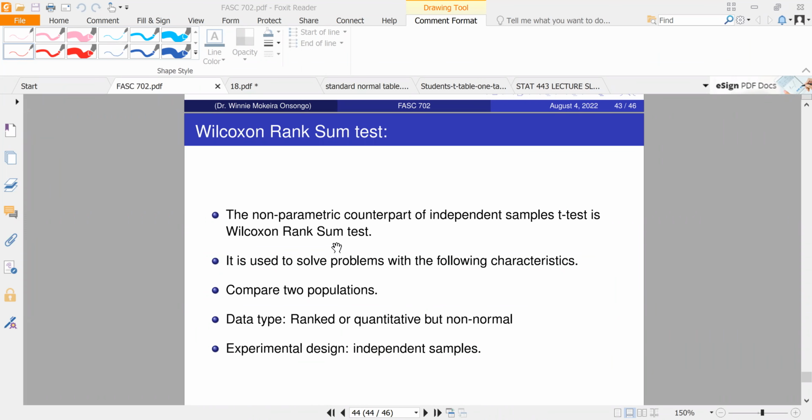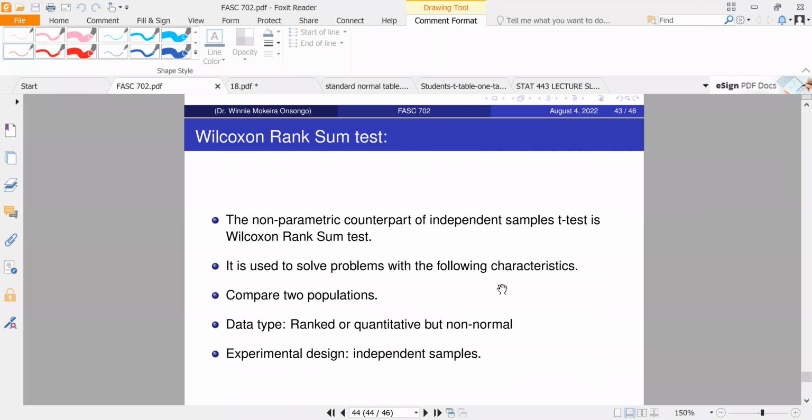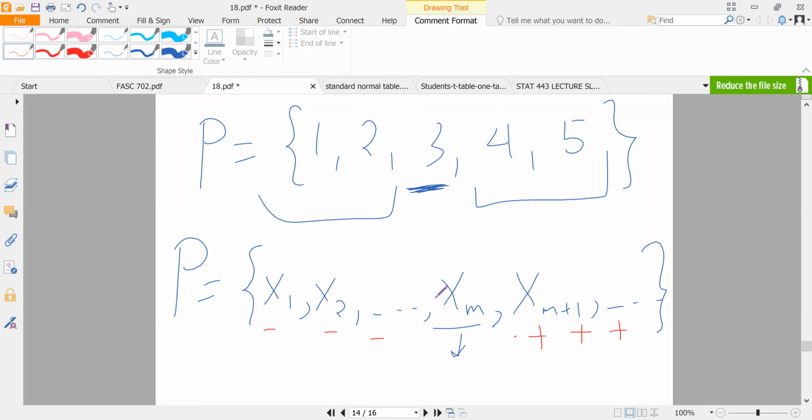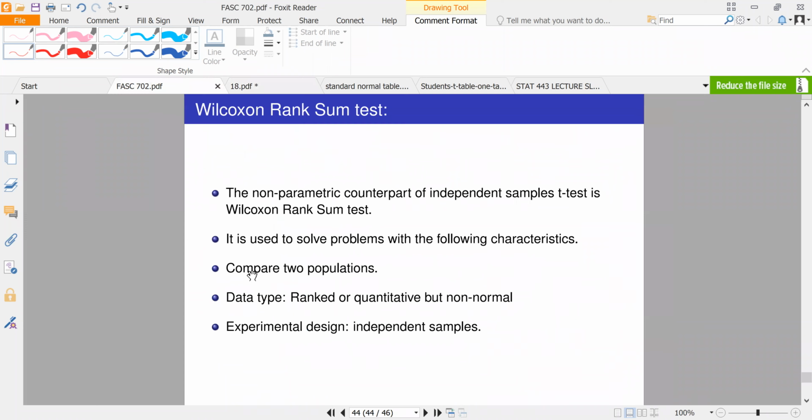So the Wilcoxon rank sum test is mostly used when you want to compare two populations. And these two populations can be ranked or non-normal. By ranked here means that you do this kind of ranking so that you are able to compare these particular variables. Now, note that it's very important in scenarios where you have independent samples, that is the condition. You must have independent samples for you to use the Wilcoxon rank sum test.